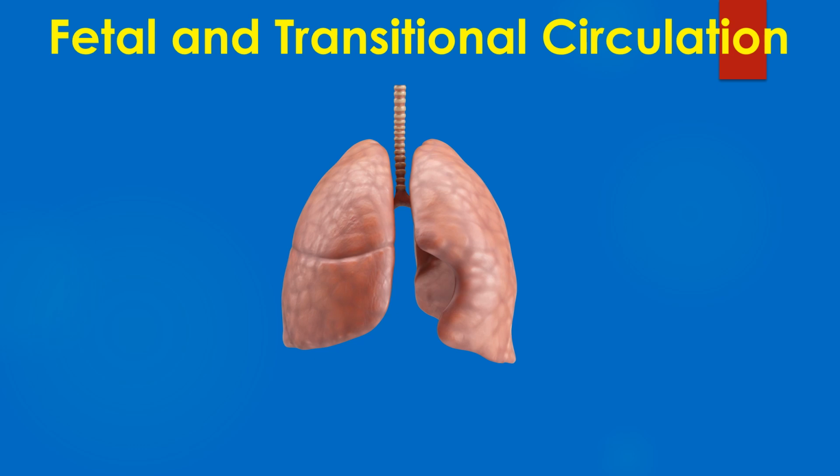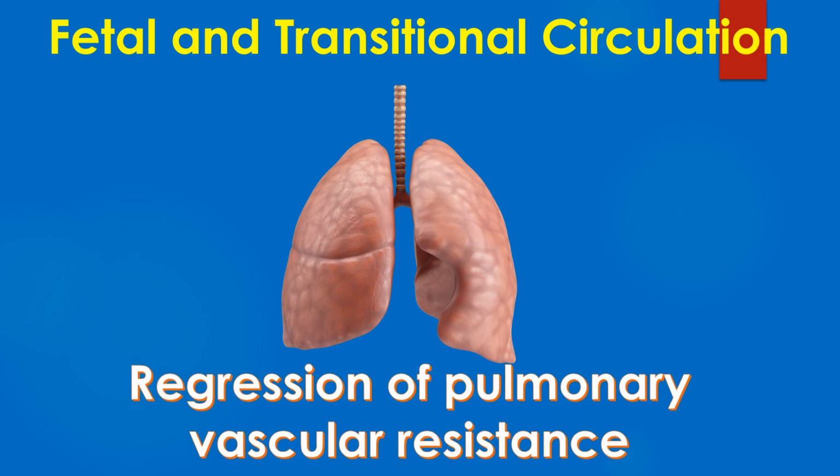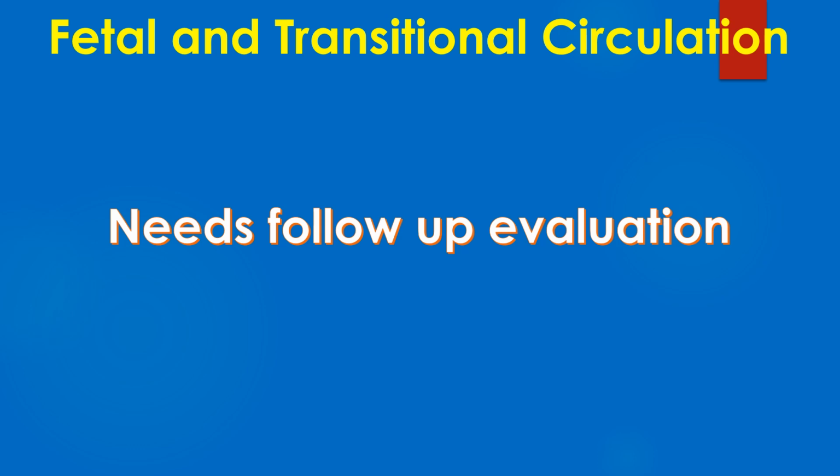Even with ventricular septal defect and patent ductus arteriosus, the full establishment of the left to right shunt is delayed a few weeks, awaiting the regression of pulmonary vascular resistance. That is why these lesions may not be picked up clinically soon after birth and need follow-up evaluation so that they are not missed.